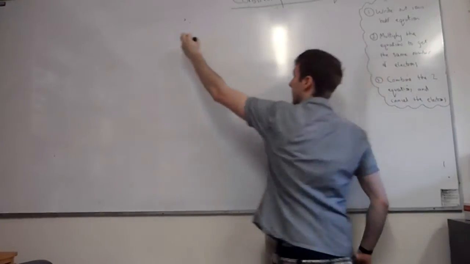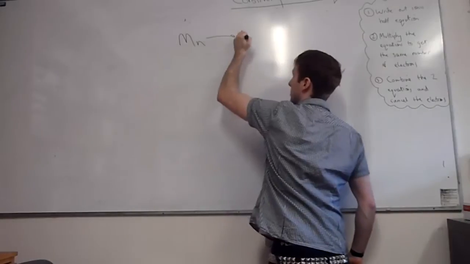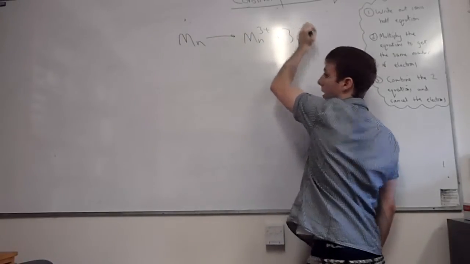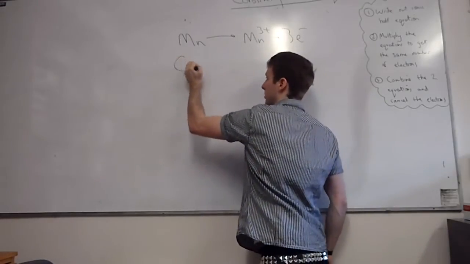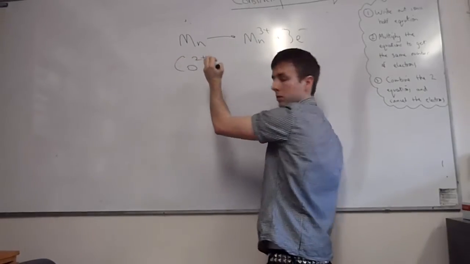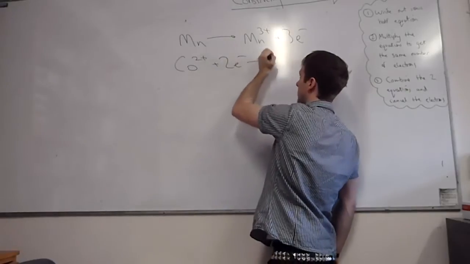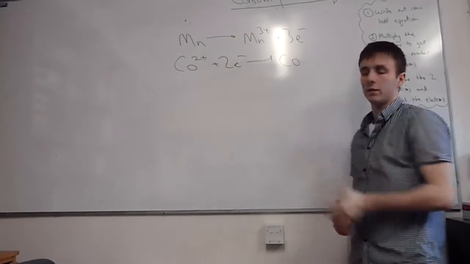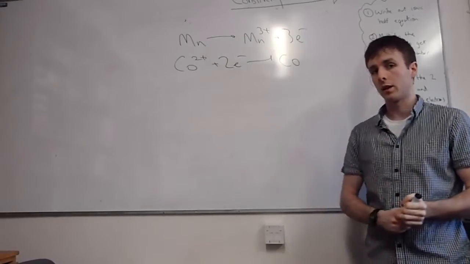Okay, how about this one? Mn goes to Mn3+ plus 3e-, and Co2+ plus 2e- goes to Co. So pause it now, have a go at that, do steps 2 and 3, and then press play when you've done that.